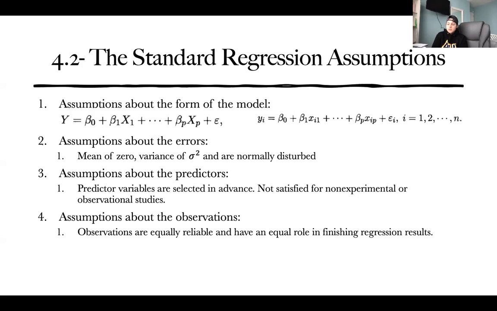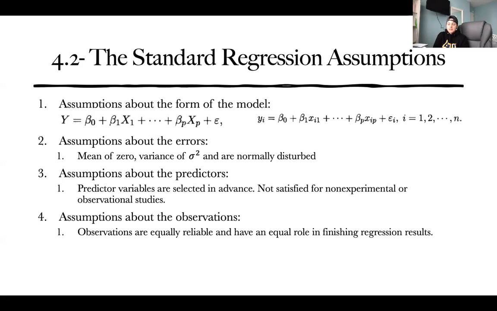Predictor variables are also assumed to be linearly independent. This is needed to guarantee the uniqueness of the least square solution. And when this is violated, we call that collinearity.